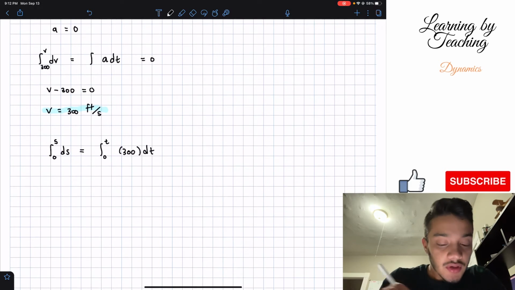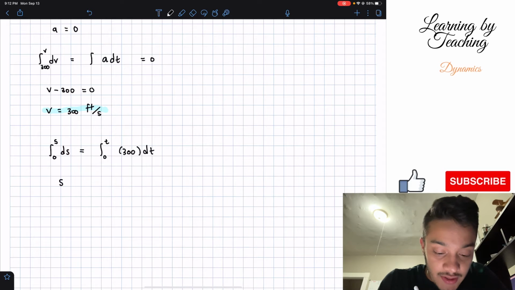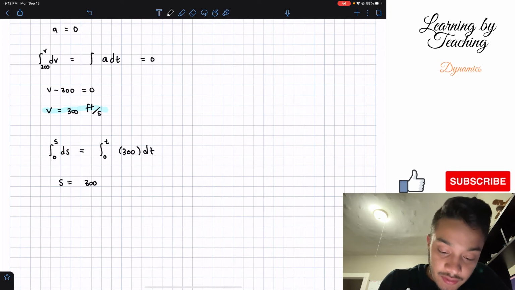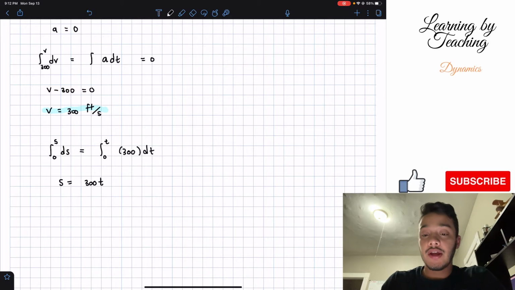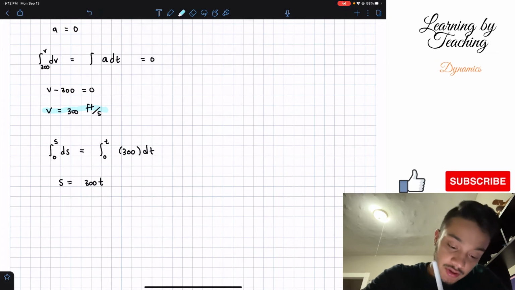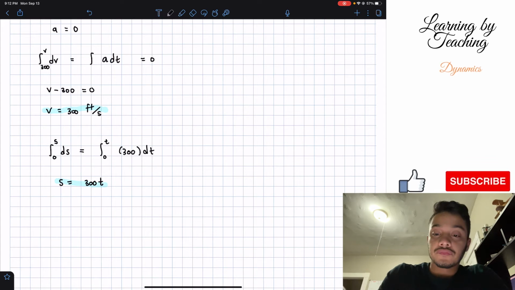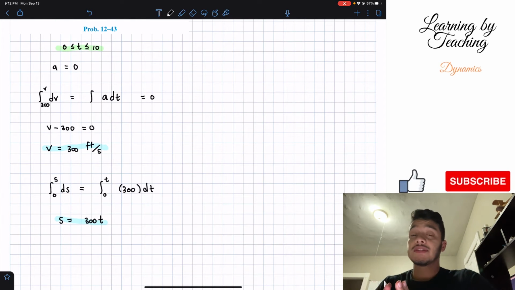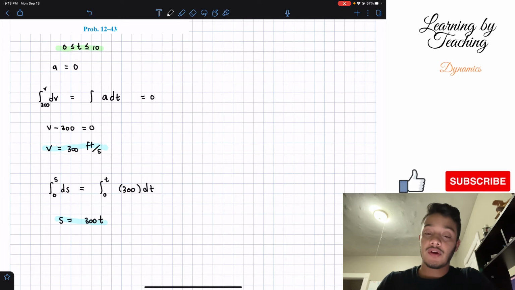If we solve these two integrals on our left side, we have that our position has to be equal to 300t. This is our second important equation. Now for this first time interval, we have solved for velocity and position.